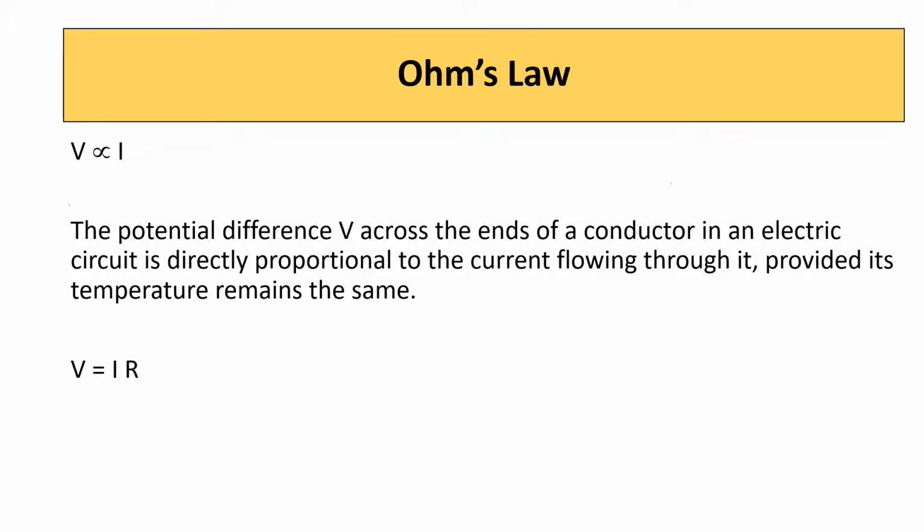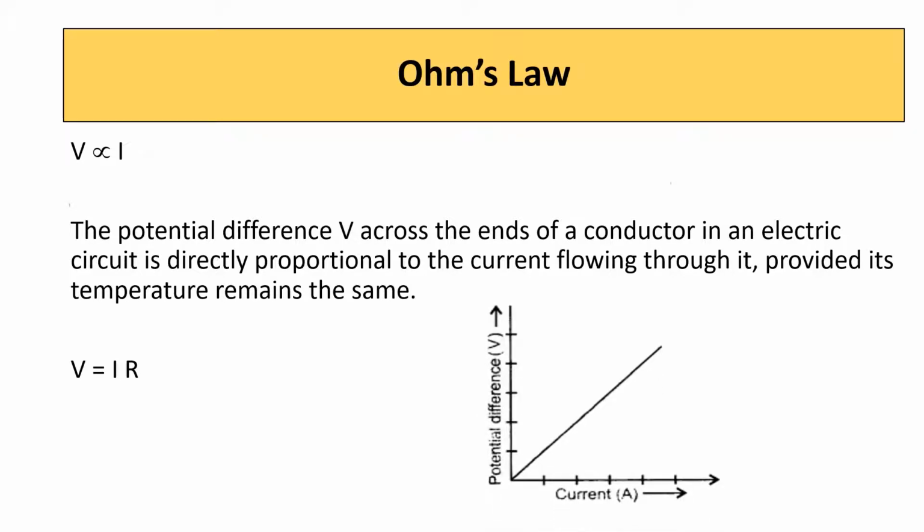If you plot a graph with V along the y-axis and I along the x-axis, this is a graph where I is plotted along the x-axis and V is plotted along the y-axis. In that case, you will get a straight line like this, which indicates that V by I is a constant and this constant is the resistance. You look at the graph.